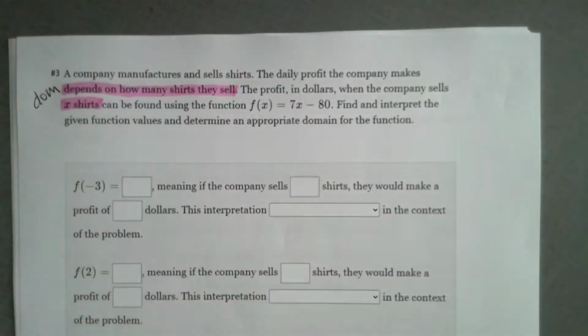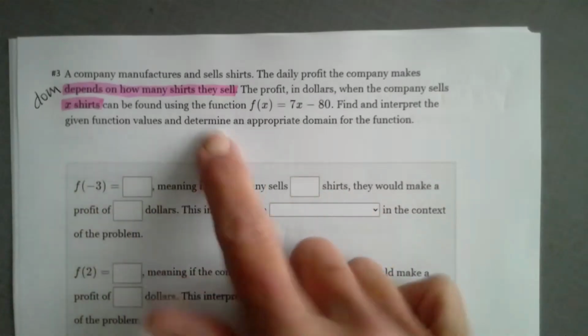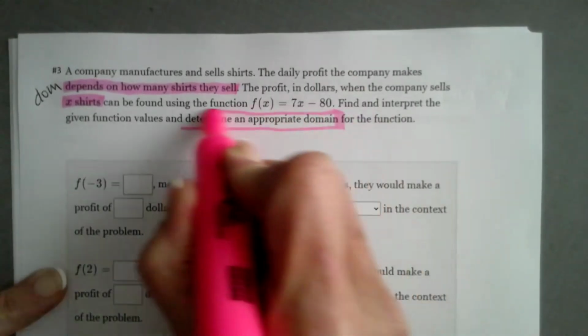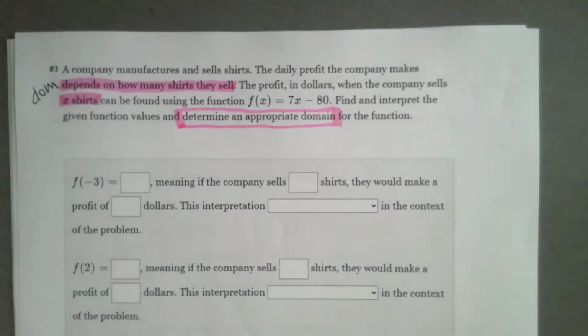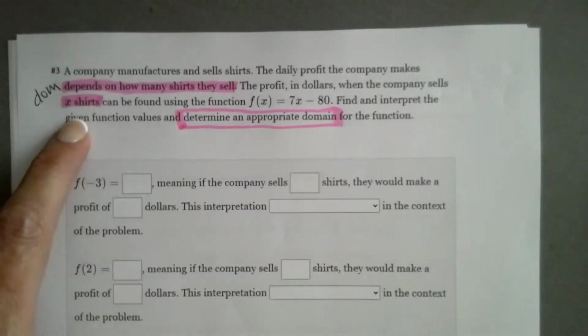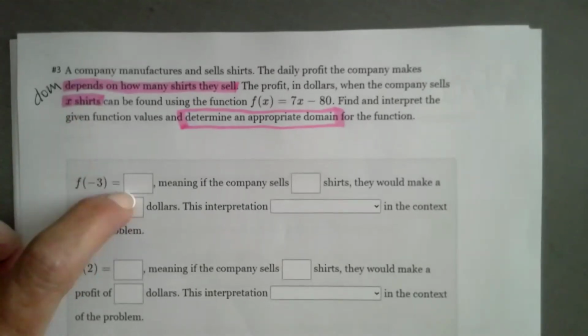And then they give you this function. Find and interpret the given function values, and then look what it says. Determine the appropriate domain. Okay? Now, you can probably already figure out the domain knowing that it's the number of shirts because they could sell no shirts, which would be X is 0. They could sell 1 shirt, 2 shirts, 3 shirts, okay? But you got to go through this on Delta Math.